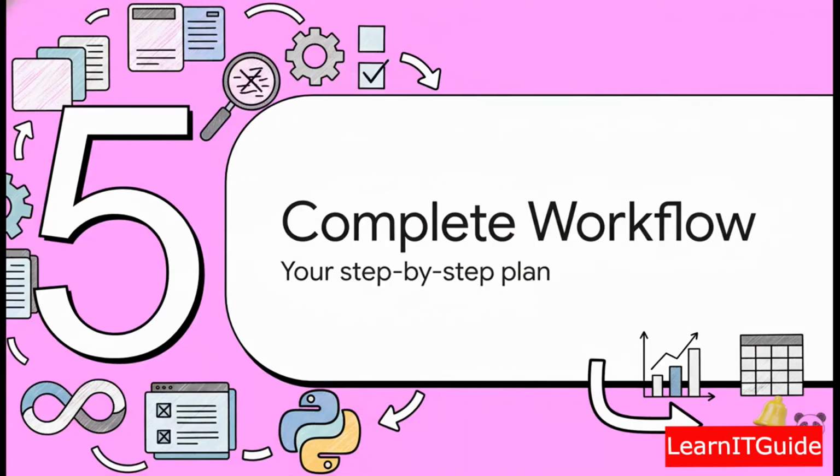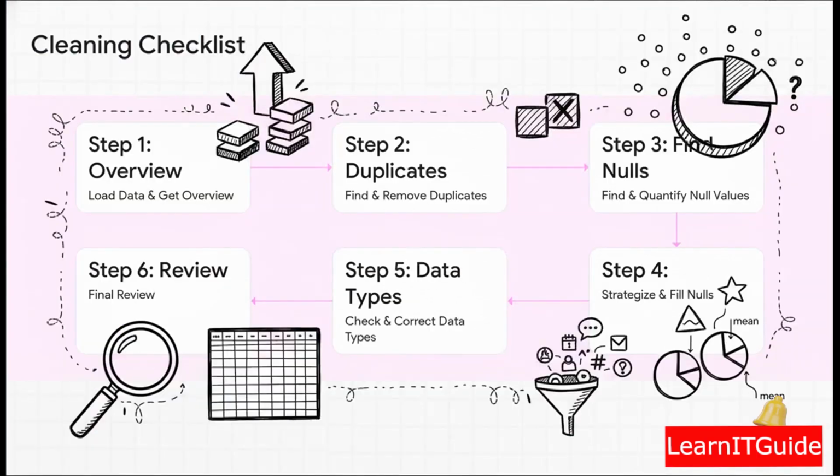Okay, we've looked at all the individual tools in our cleaning toolkit. Now for the most important part, let's put it all together into one single repeatable workflow that you can use every single time you get a new dataset. This right here, this is your game plan, your checklist. Step 1, load your data and just get a quick overview. Step 2, immediately hunt down and remove any of those full row duplicates. Step 3, find and count up your null values so you know how big the problem is.